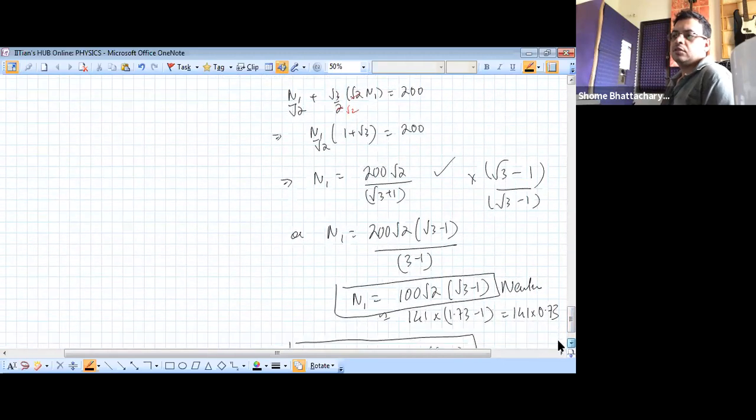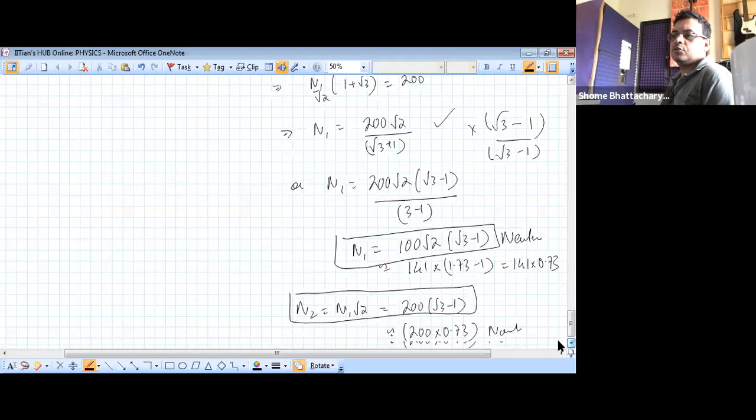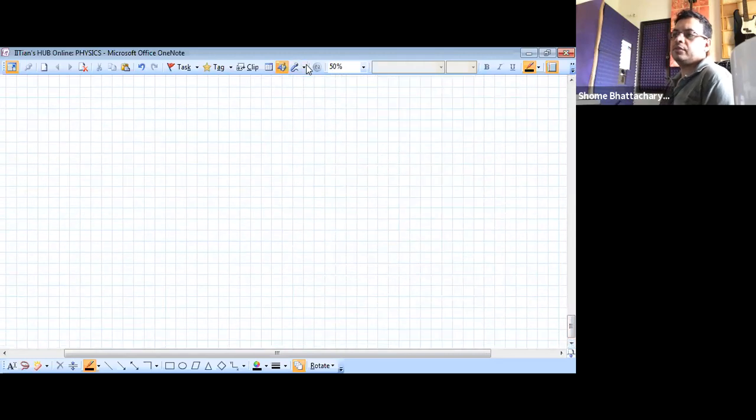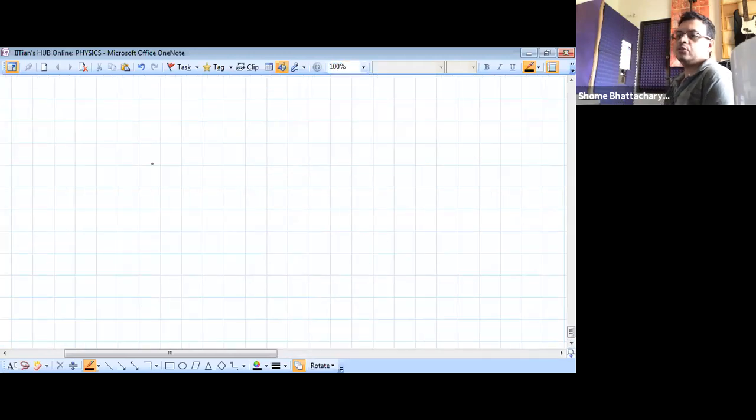Okay. So you can complete the solving part later in case you haven't written. Okay. Just make sure the free body diagram was clear to all of you. But before we move on to the next problem, I'm coming to that.